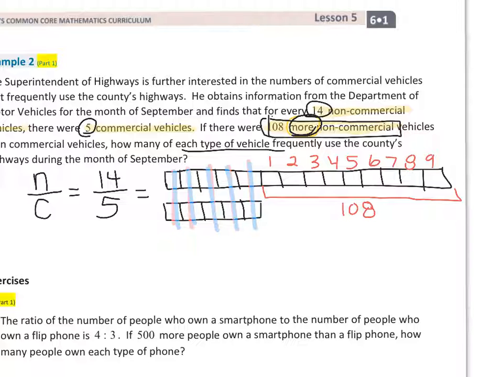What we need to do here is take the 108 and divide it by those 9 more than sections. So 108 divided by 9. Well, 108 divided by 9 is 12 because 9 times 12 is 108. So that means each section there is valued at 12. So I'm going to put a 12 in each of these.